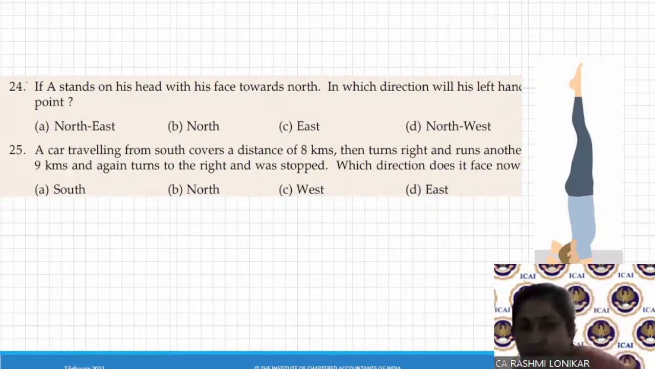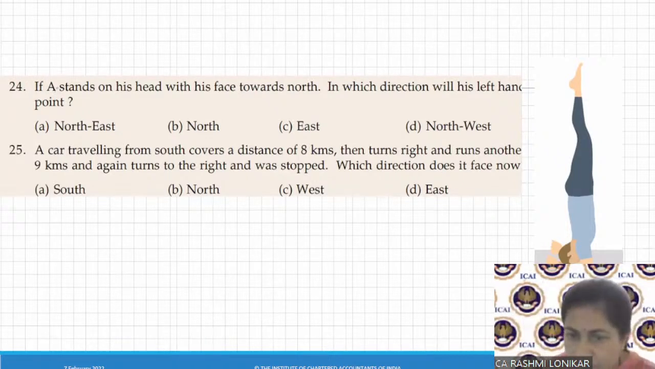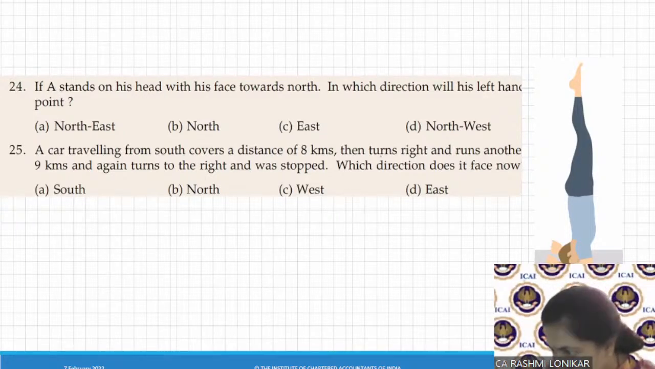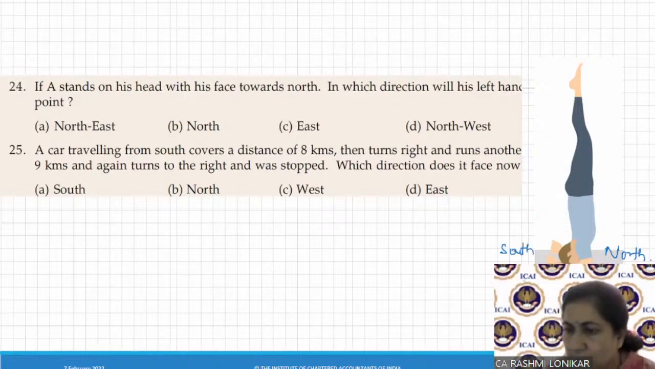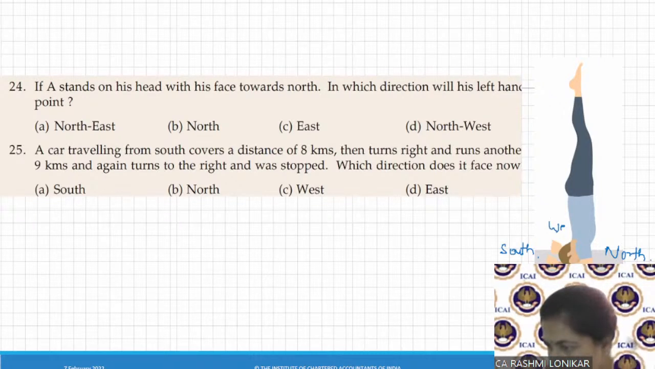Now this sum is similar to the earlier one. Now what is happening over here is he is facing his north. This is my north. If this is north, this will be his south. And this is south, then this has to be west, and this has to be east. We are moving in the clockwise direction. So this is his left hand. So left hand is pointing towards the east.